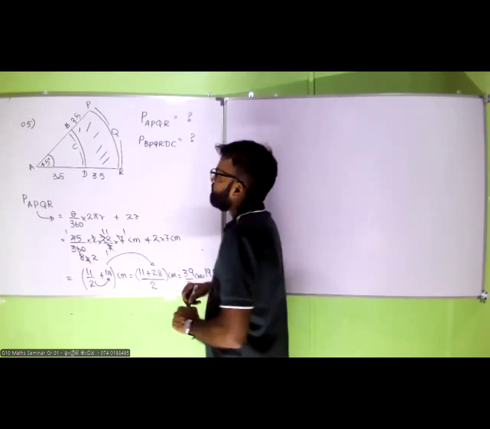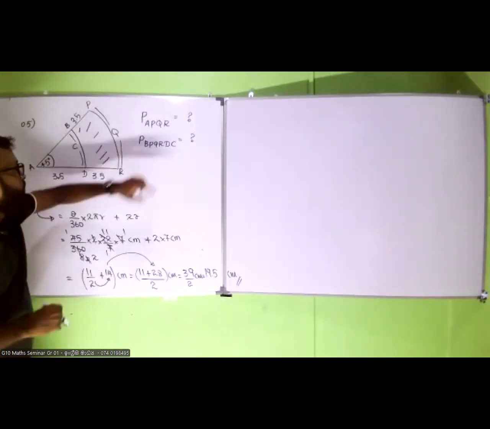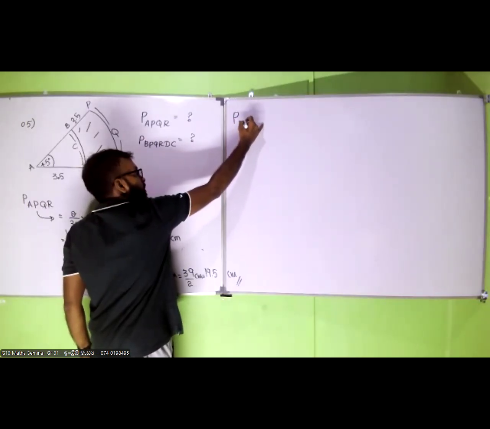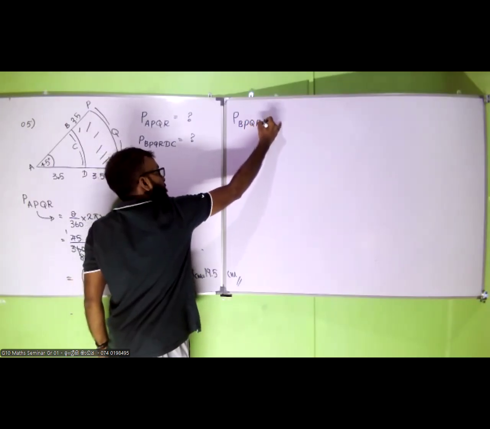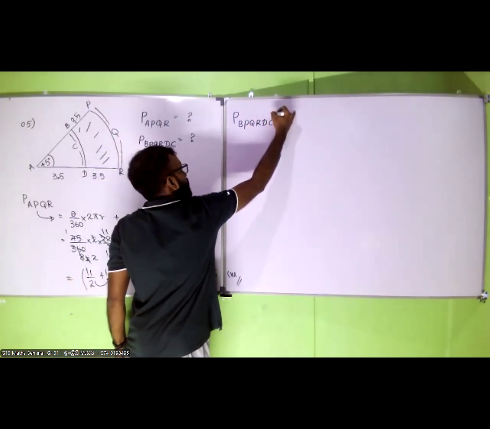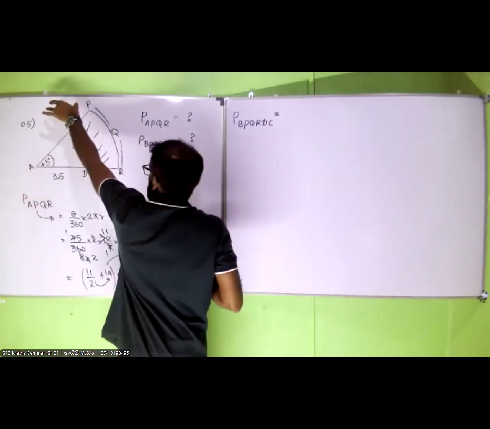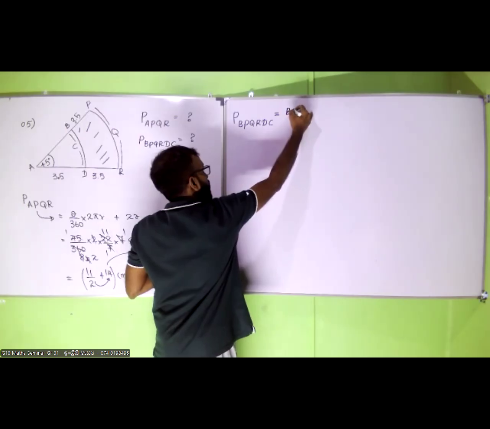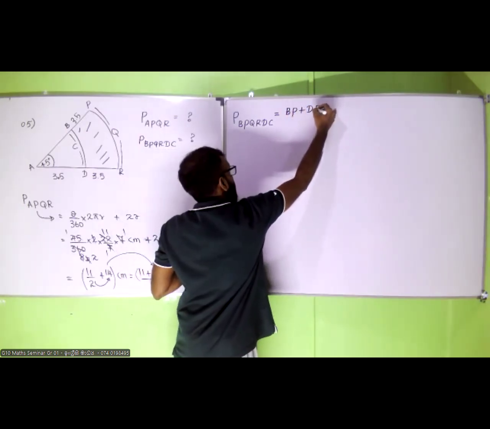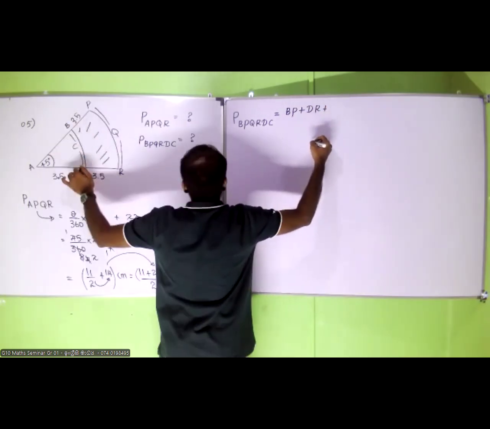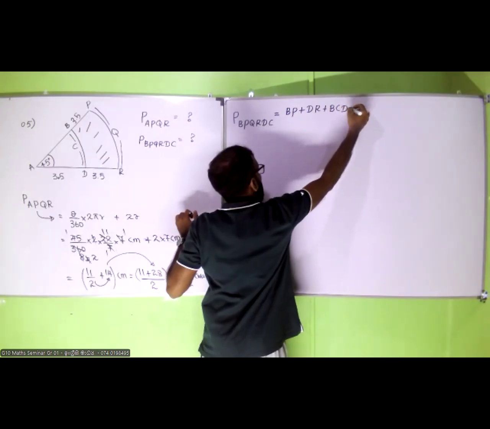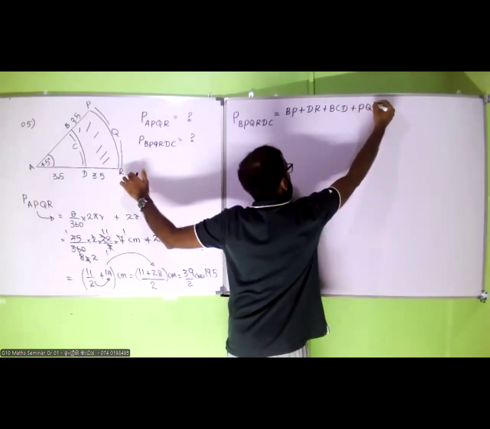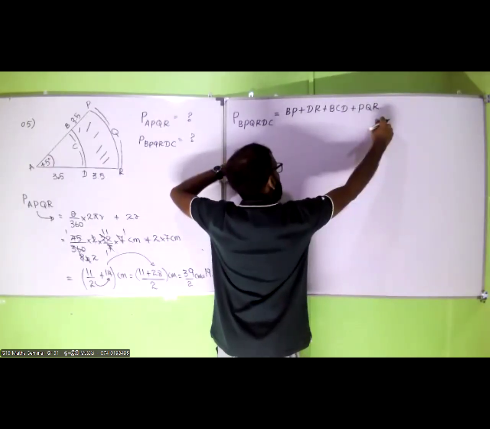Now look at the book. I am going to find the perimeter of the BPQRDC shaded part. Equal mark, BP plus DR, plus BCD, plus PQR. So these are the four lengths that I have to find.